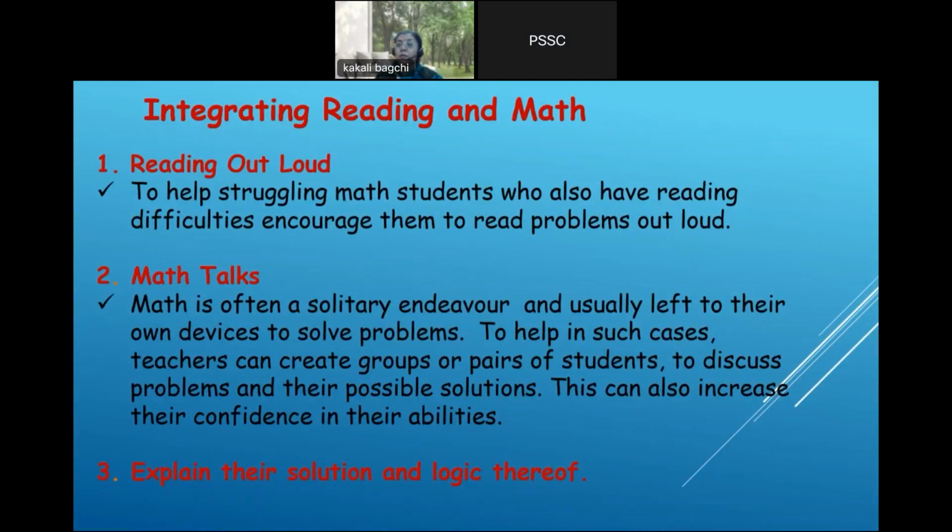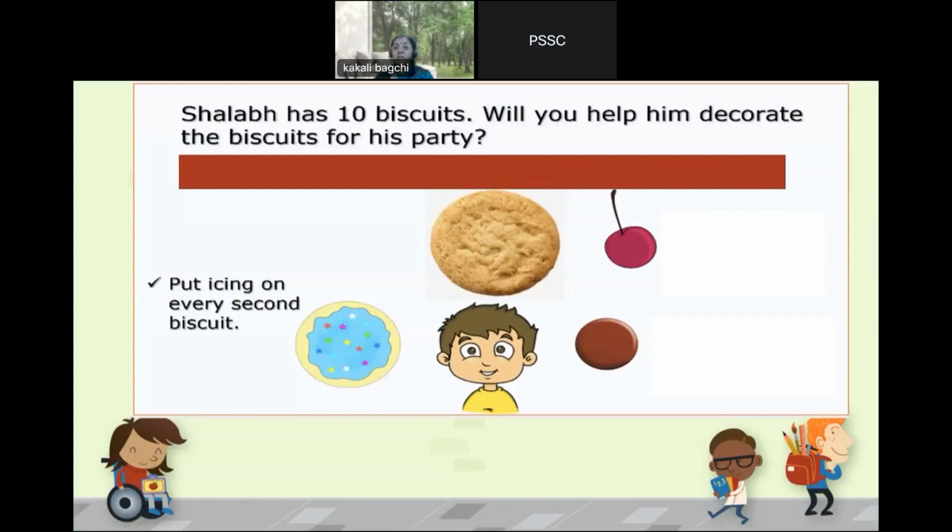Let us take a problem sum. Salav has 10 biscuits. Will you help him to decorate the biscuits for the party? 10 biscuits. Ask students to bring 10 biscuits. Then tell them, put icing on every second biscuit. Please tell me in the chat box on which numbered biscuits icing will be put. 10 biscuits. Put icing on every second biscuit. So on which biscuit will the icing come? Which numbered? Yes, Kiran madam. 2, 4, 6, 8, 10.